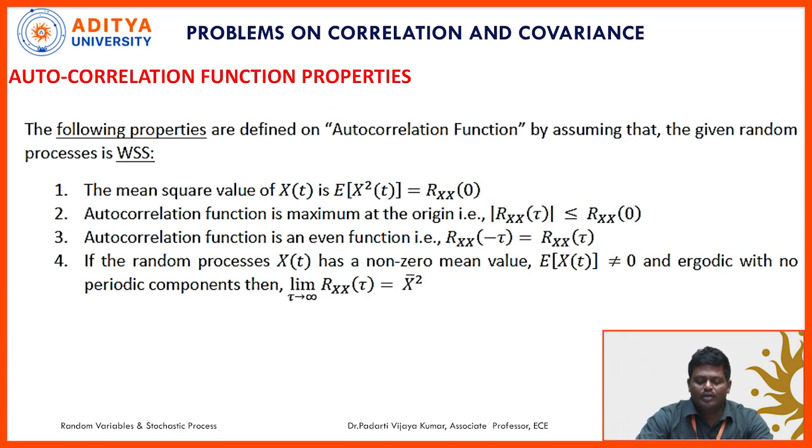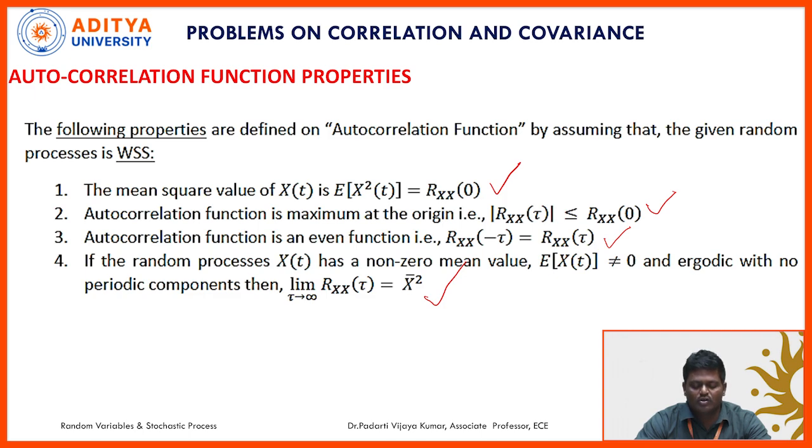We will recall the properties of autocorrelation function. The mean square value of random process x of t can be computed from the autocorrelation function at tau equal to 0, at the origin. The maximum value of the autocorrelation function is located at Rxx of tau equal to 0, and the autocorrelation function is an even function of tau. Next, the fourth property will be useful in solving the problems.